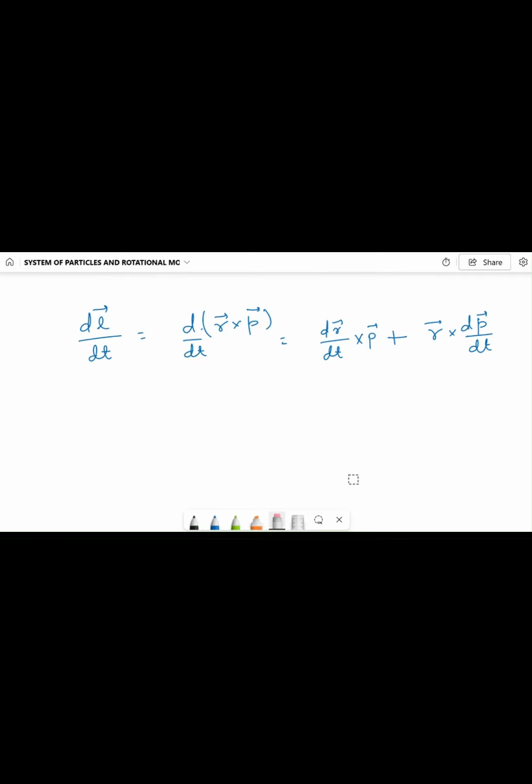So dr by dt will be the velocity vector, cross momentum, and then plus r cross dp by dt, this is force, in the case of linear motion. So we have arrived at the same scenario. This is the moment of force or torque, and the first term is going to be zero. Why am I saying this is going to be zero? Because v cross mv, or you can write m v cross v, and we know this thing, v cross v, is zero. So ultimately, the time derivative of this thing is torque.